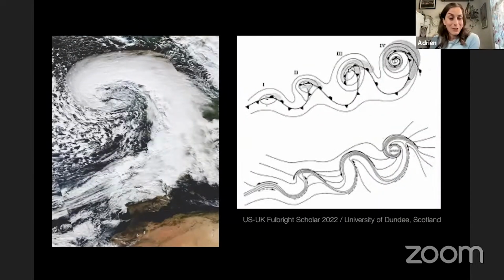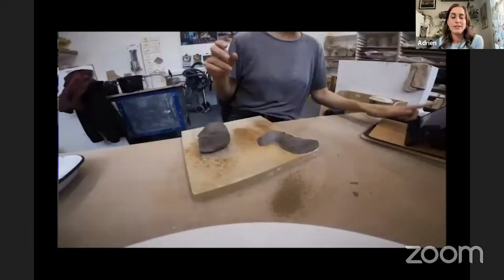The last piece I'm going to talk about is still in progress. I started last year as a Fulbright scholar in the UK at the University of Dundee, Scotland, learning about these extratropical storms that happen there that have gotten very powerful, and partnering with some research scientists who told me a lot of information about how these cyclone forms start. So this piece is called Cyclogenesis.